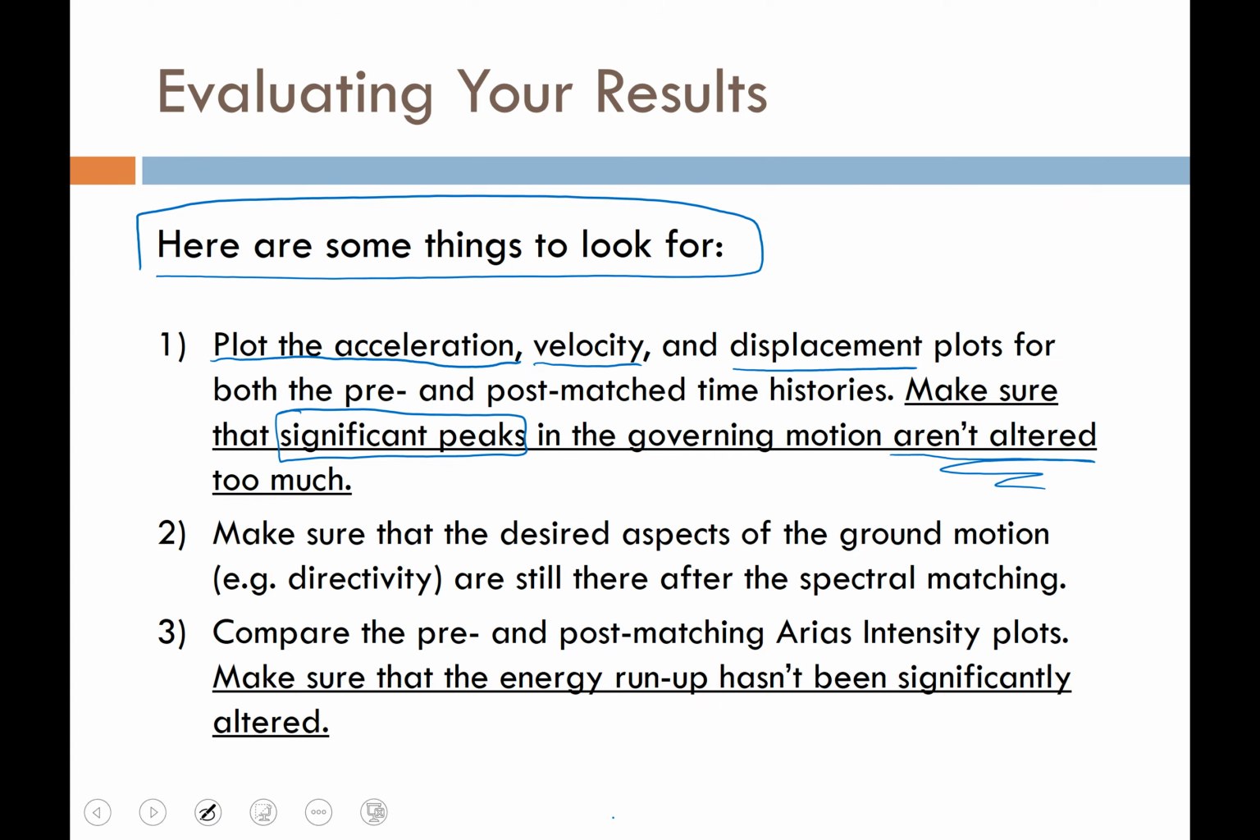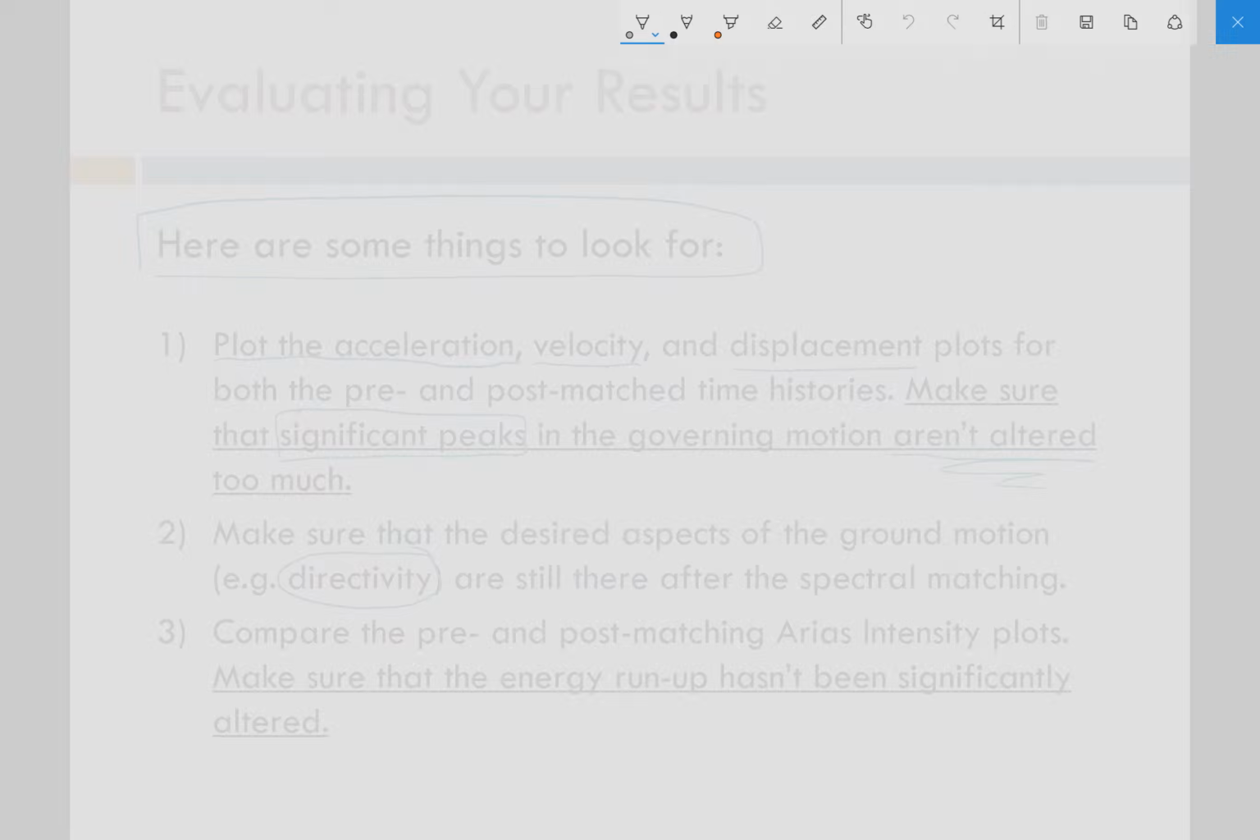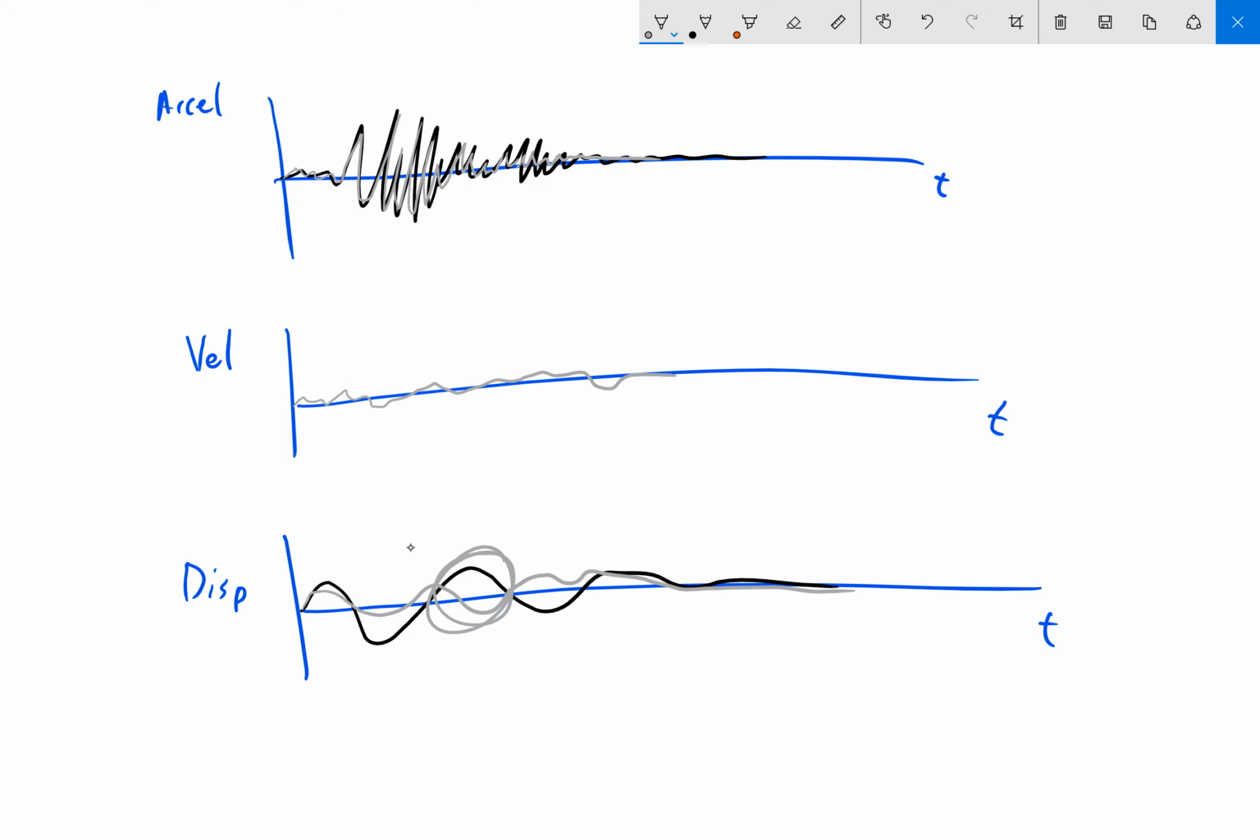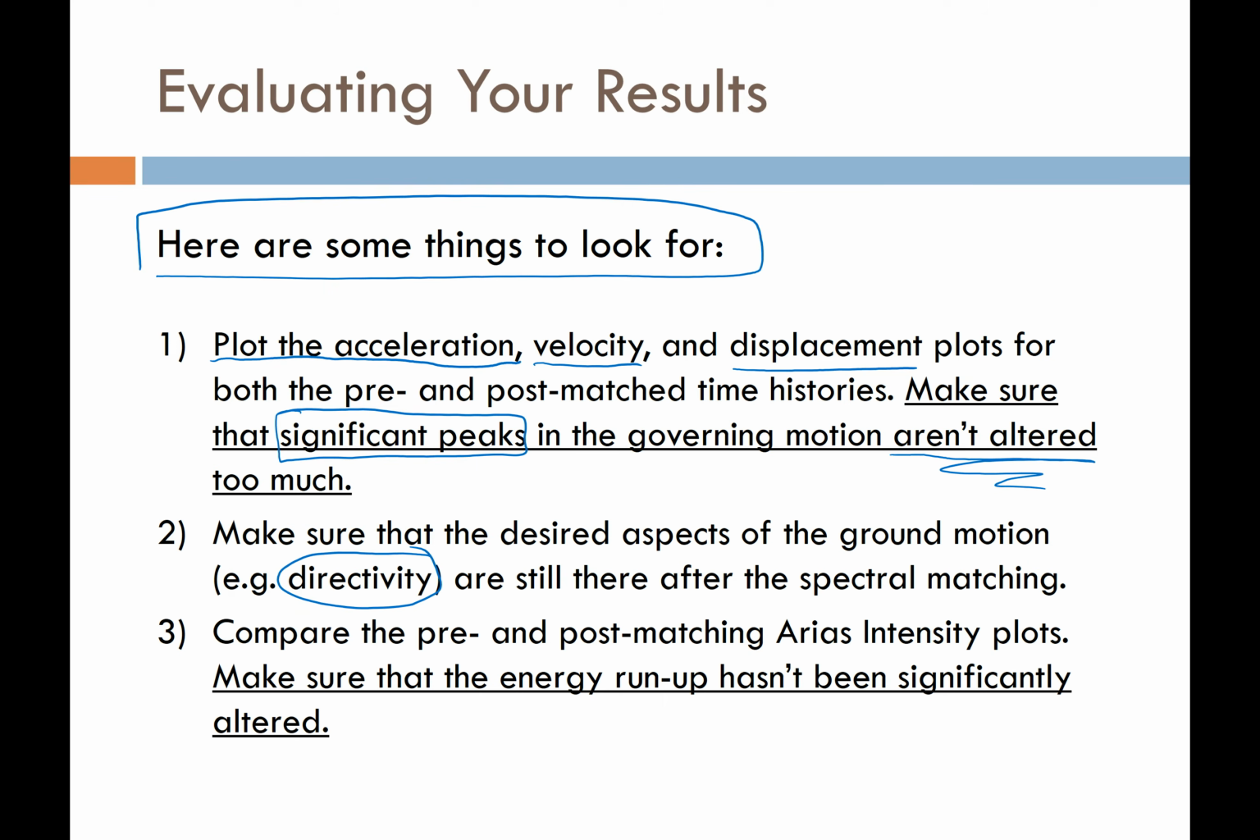Number two, we want to make sure that all the desired aspects of the ground motion, such as the directivity, are still there after the spectral matching. So if I go back, for instance, if my initial velocity record had a big pulse in it like that, I want to make sure that my spectrally matched time history also has somewhat of a pulse there as well. I want to maintain that ground motion pulse in the record.